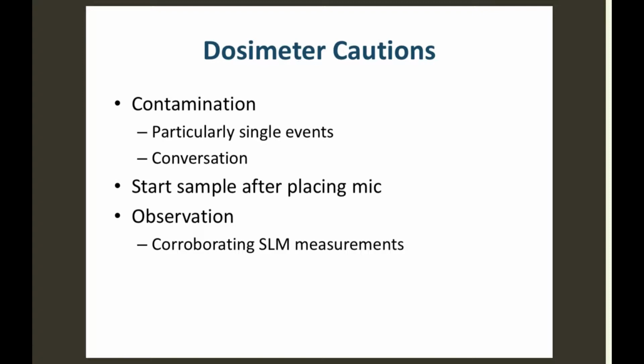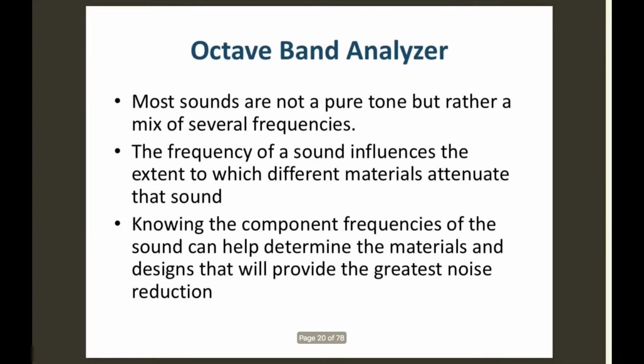The other problem is that if you start the sampling before you actually put it on the worker, you can throw the readings off because you're manipulating the device. So you want to start the sampling after you place the mic on the worker. You also want to make sure occasionally that it's reading correctly by taking sound level measurements and making sure that they agree with your dosimeter. Like we just did here. We compared the sound level meter with the dosimeter to see if they were reading similarly.